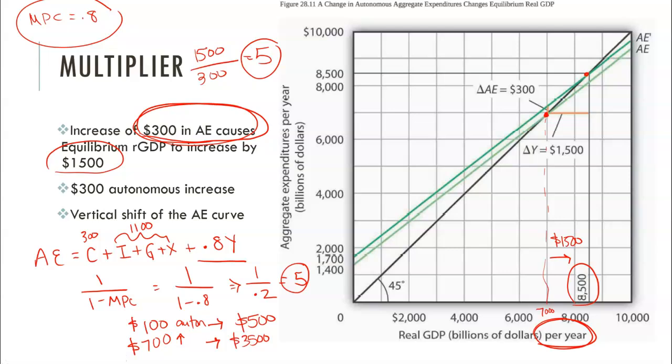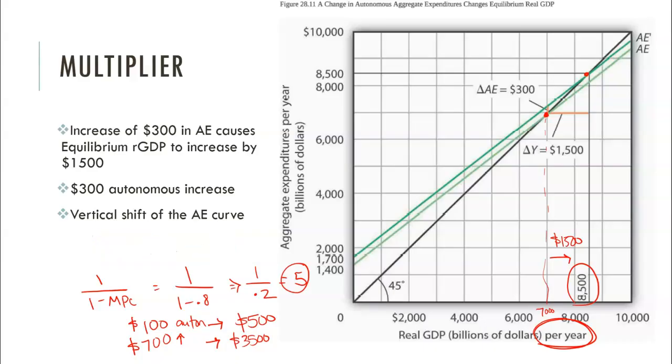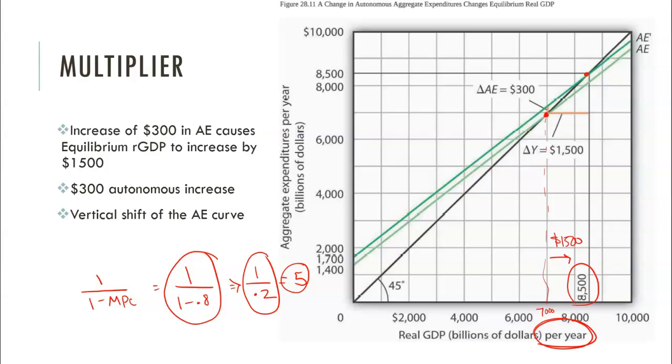We can also see how different levels of MPC, or different rates of spending and saving, are going to affect this multiplier. Okay, so it's not always going to be 5, right? It depends on that value here. One thing to notice here, one minus 0.8 is the same thing as 1 divided by 0.2. So 1 divided by 1 minus 0.8 is 1 minus the MPC, which is equal to 1 divided by the MPS.